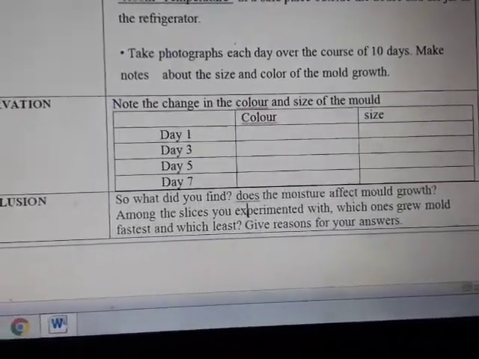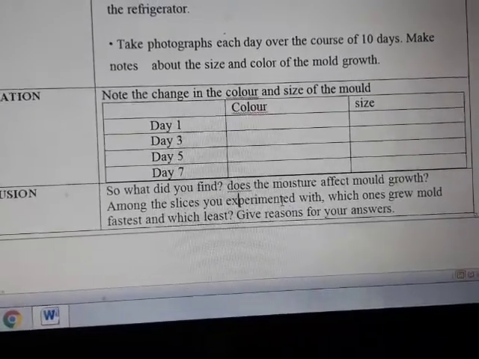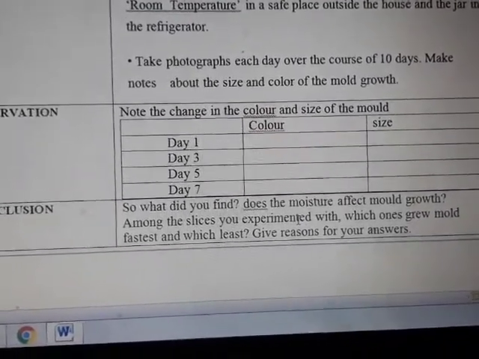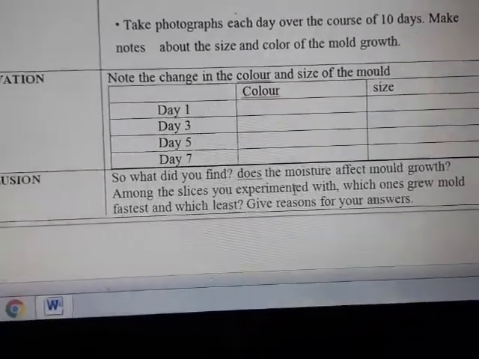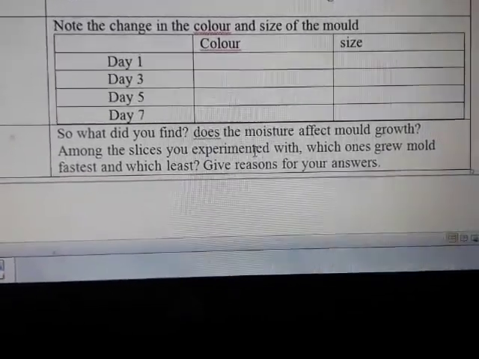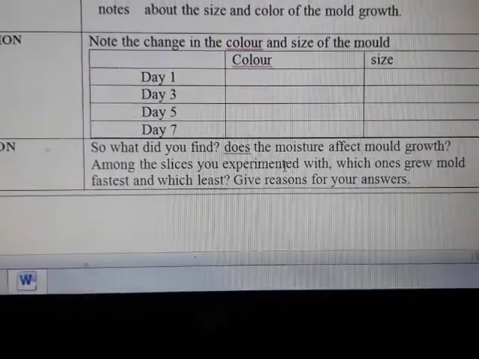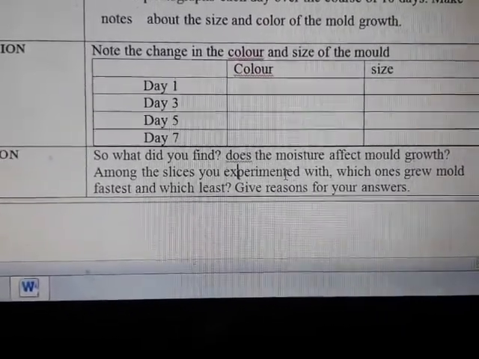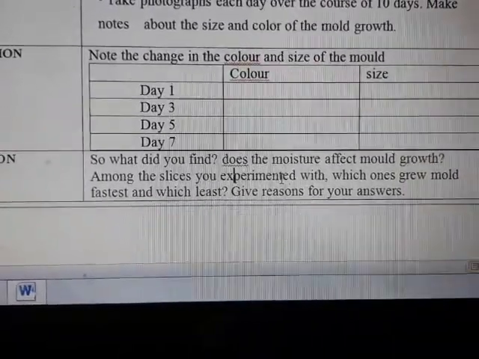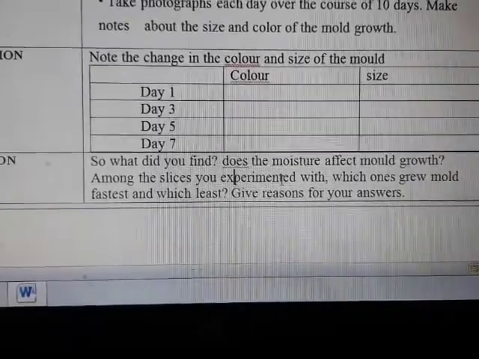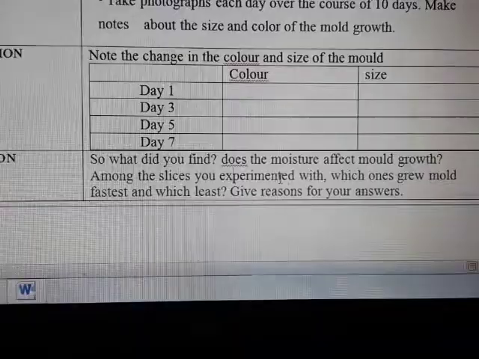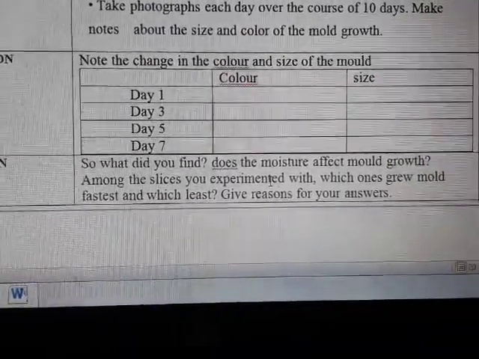Then you're going to write a conclusion in your own words. Does moisture affect mold growth? What do you think? If we did not wet the bread, will the mold still be able to grow? So think and answer. The second question is, among the slices you experimented with, which ones grew mold fastest? There were 3 sets, right? Out of these 3, which one do you think the fungus grew faster, and which the least? Two things, right? So give reasons for your answers.